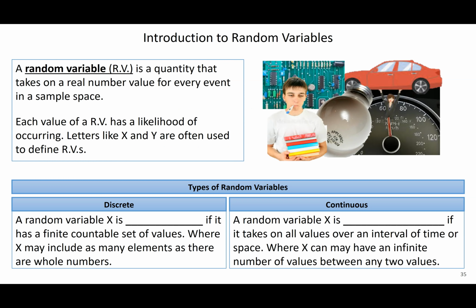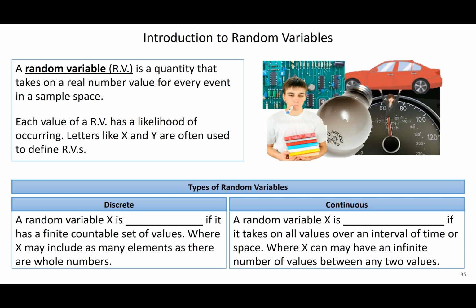So first off, random variables. It's a quantity that takes on a real number value for every event in the sample space. There's a number of ways we can identify and define a random variable. Each value of the random variable has a probability associated with it, the probability that we observe that value. We typically will use capital letters at the end of the alphabet to describe random variables, although occasionally you see other letters as well. But typically it's letters towards the end of the alphabet.